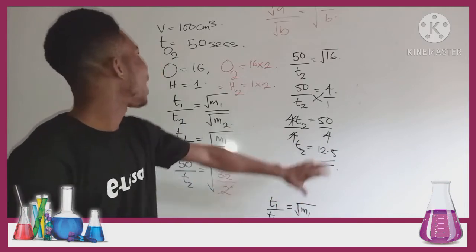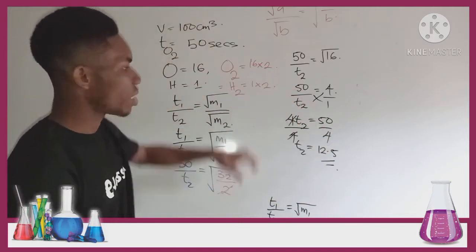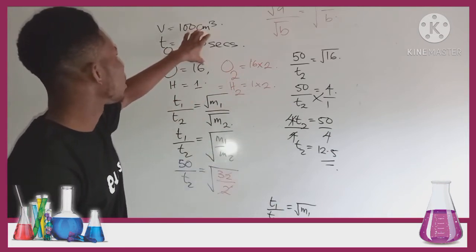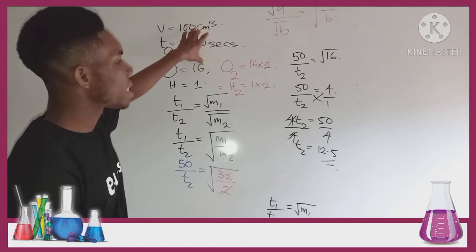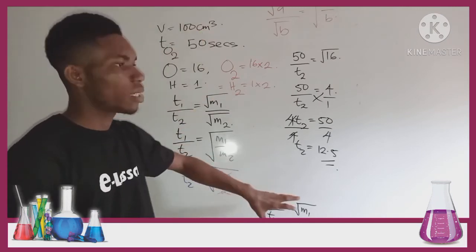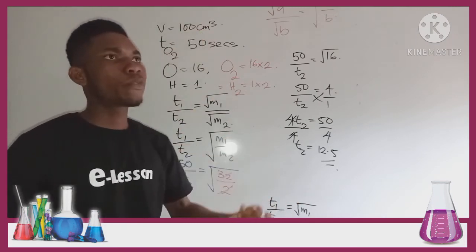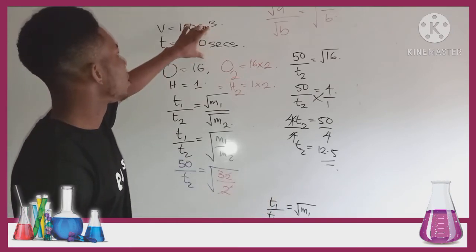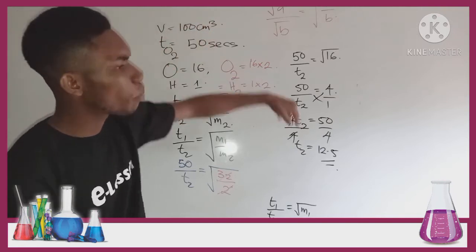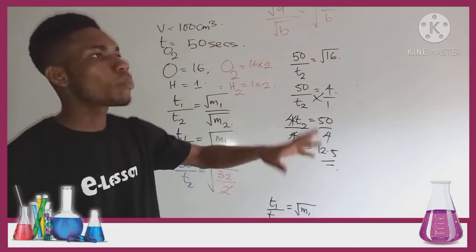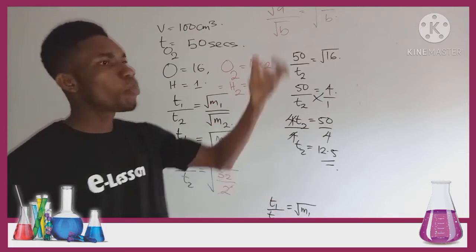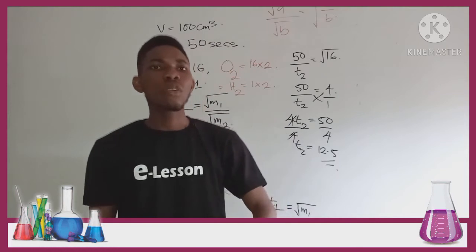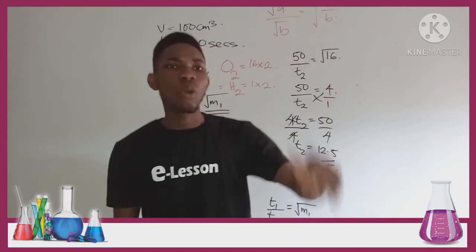faster than oxygen. That makes sense because the atomic mass of oxygen, or the molar mass of oxygen, is higher than that of hydrogen. Are we getting it now? The law of diffusion states that the rate of diffusion is inversely proportional to the molecular mass, or to the molar mass. That is to say that the higher the molar mass, the lower the rate of diffusion. And the lower the molar mass, the higher the rate of diffusion.